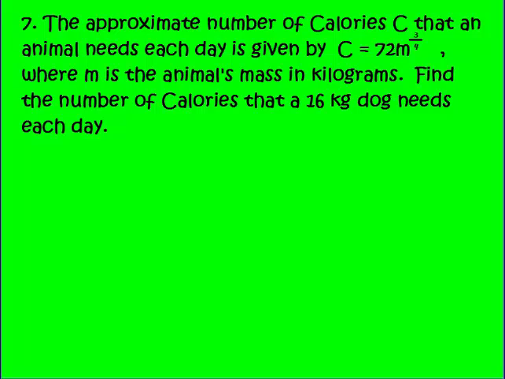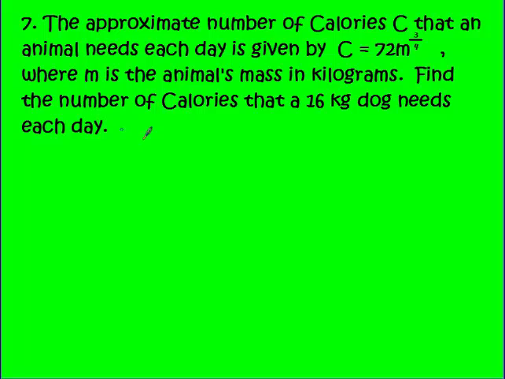Number 7. The approximate number of calories C that an animal needs each day is given by C equals 72 m to the 3/4 power, where m is the animal's mass in kilograms. Find the number of calories that a 16-kilogram dog needs each day.